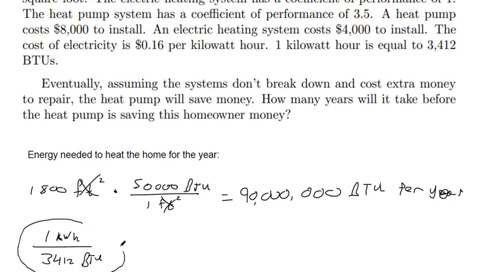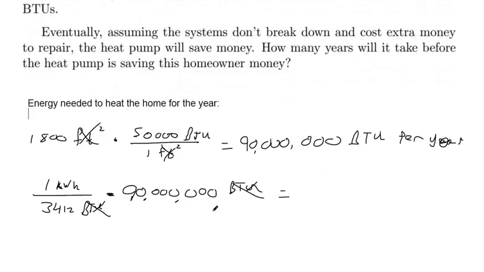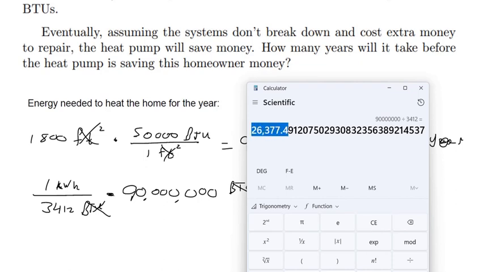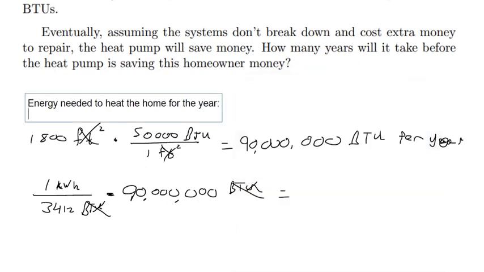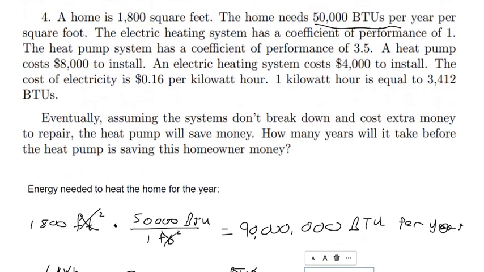So this is 1, right? I'm dividing something by an equivalent amount because I said they're equal to each other. So I'm going to multiply that by 90 million. That way my BTUs cross cancel. BTU cross cancels up here, down there. So you're going to have 90 million over 3,412. So we're going to divide those. It looks like we're going to need 26,377, I'll just round some decimals here, this many kilowatt hours. That's how many we need to heat the home.